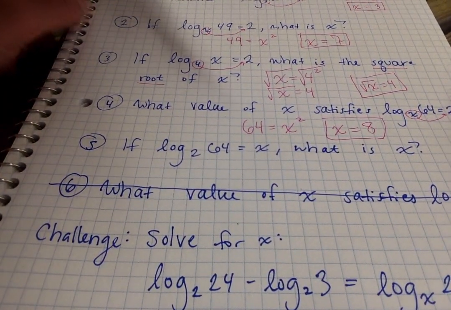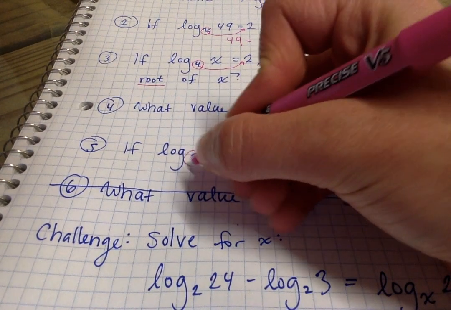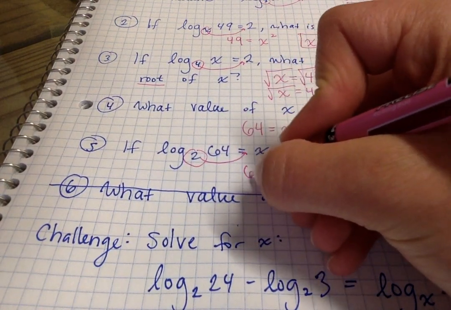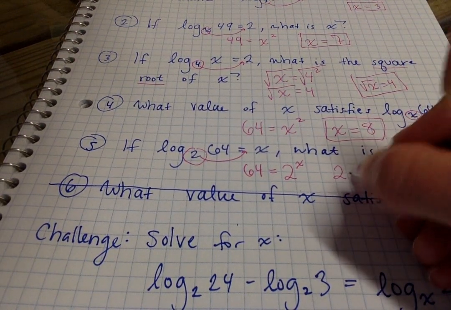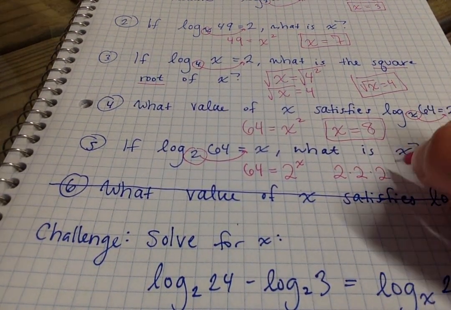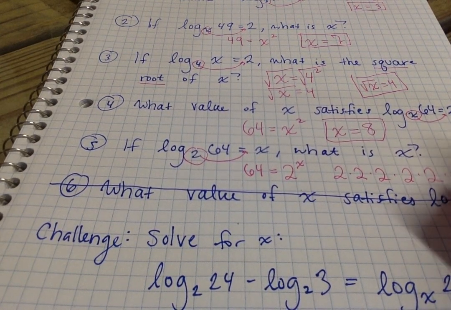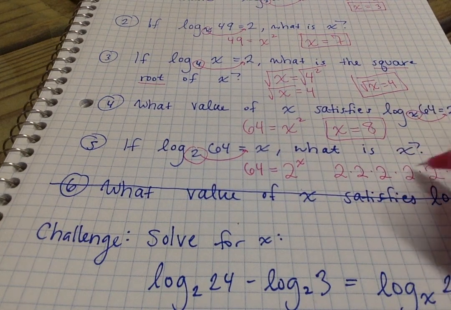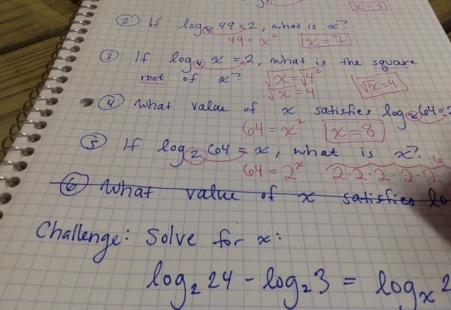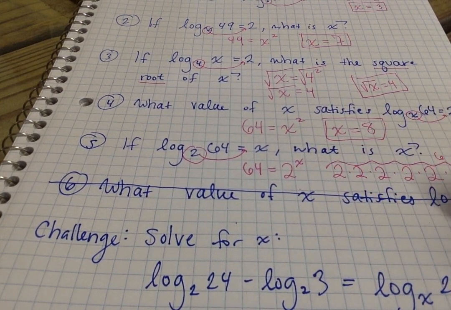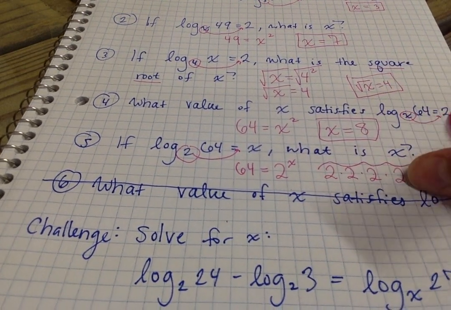The next one, number 5, says, if log base 2 of 64 is x, what is x? 2 becomes my base. 64 equals 2 to the x. So let's see, 2 times 2 is 4, times 2 is 8, times 2 is 16, times 2 is 32, times 2 is 64. So 1, 2, 3, 4, 5, 6. 6 2's. That means x is 6, because 2 to the 6th power is 64. Number 6 I crossed out because I realized it was the same as number 4.